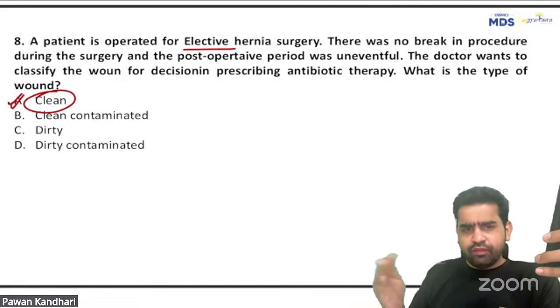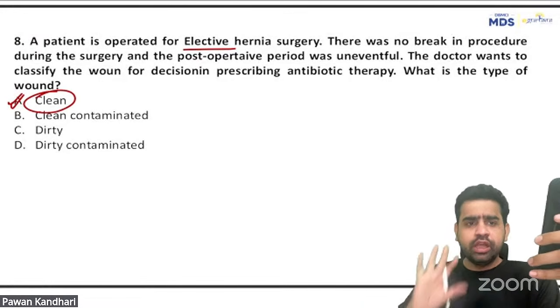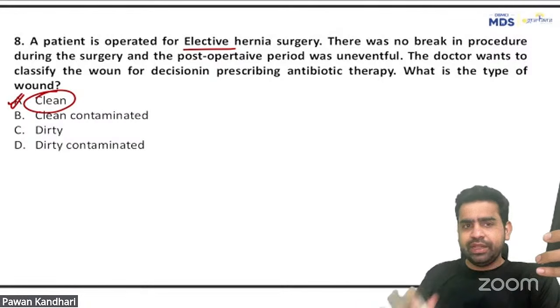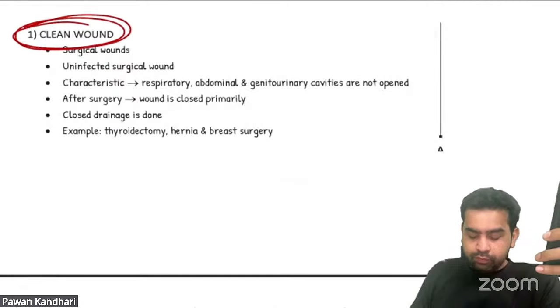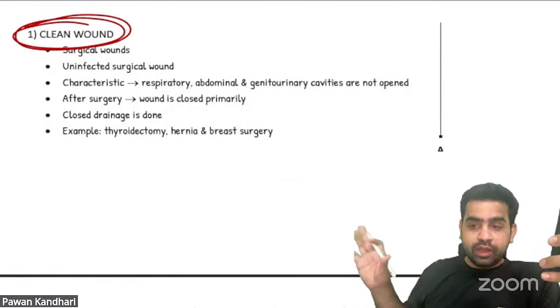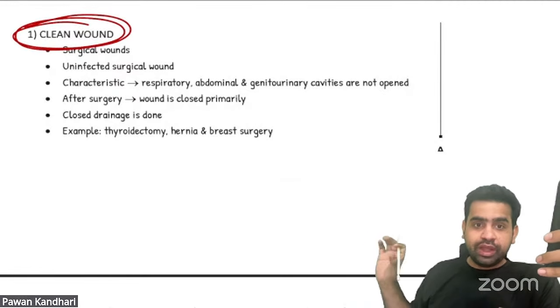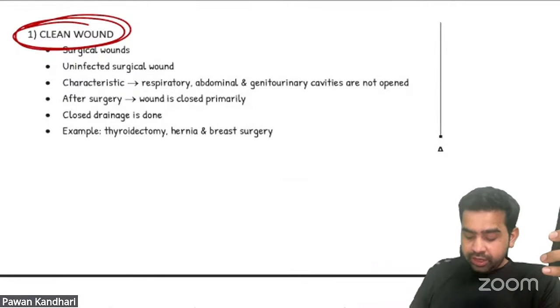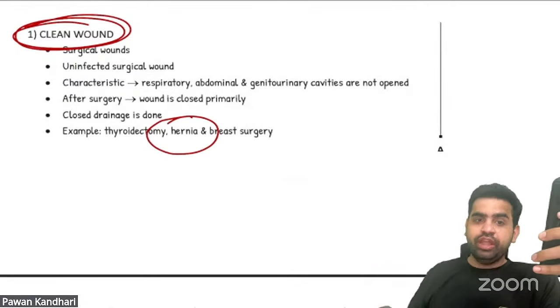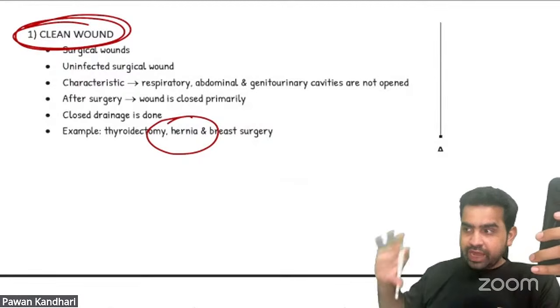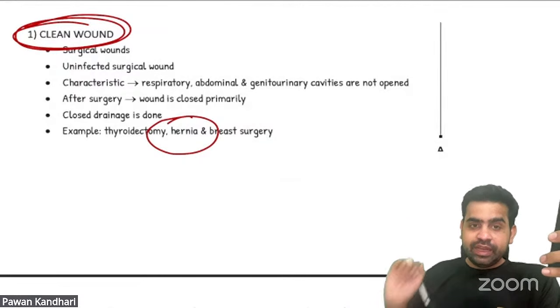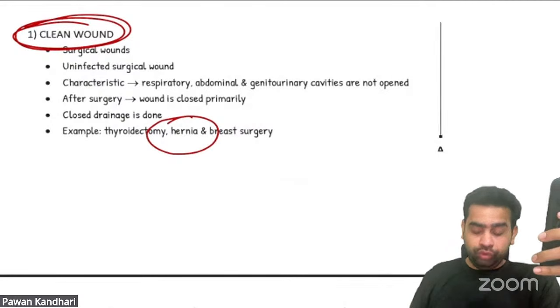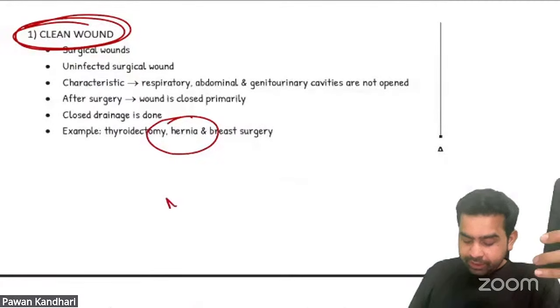What they've given you is a routine hernia surgery. So it is a clean wound. I have covered this in detail in most of my sessions. In hernia surgery, you're not entering into the GIT. You don't open the sac, you can put a mesh over there. So it is basically a clean wound. And will you give a prophylactic antibiotic? No.